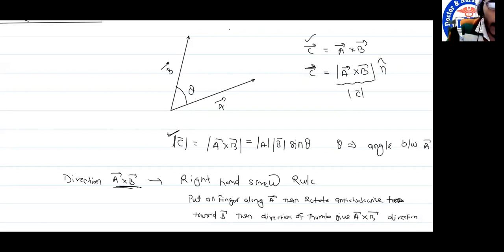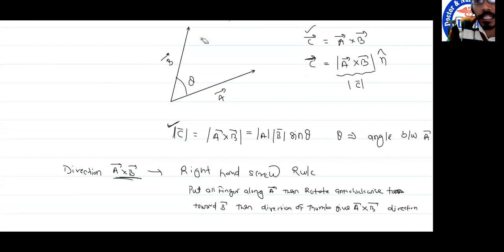Any problem? Let us try to understand. Suppose I want to calculate B cross A. At that time, what is the first vector here? B vector is the first vector. So put all fingers on B vector and rotate toward the A. Then the thumb goes inward. So when you calculate A cross B, the direction comes outward. If you calculate B cross A, it goes downward.